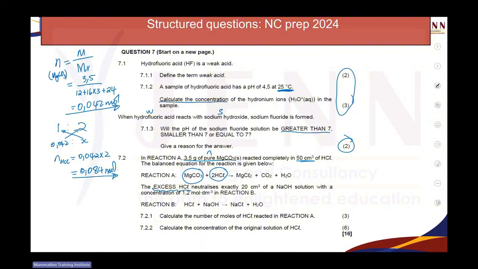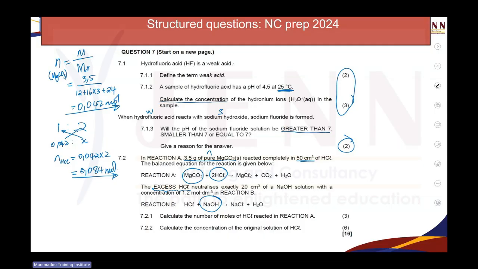Okay. And then the last question says, calculate the concentration of the original solution. It's 6 marks. It's a very long question, but like I said earlier, this question is called back titration. Back titration is very nice. Now we said excess is neutralized here. So we now need to find out what was in excess. To get what was in excess, we need to calculate the sodium hydroxide that reacted.